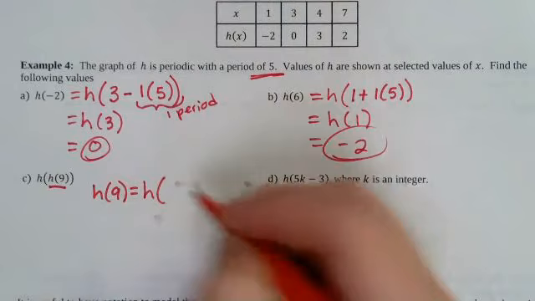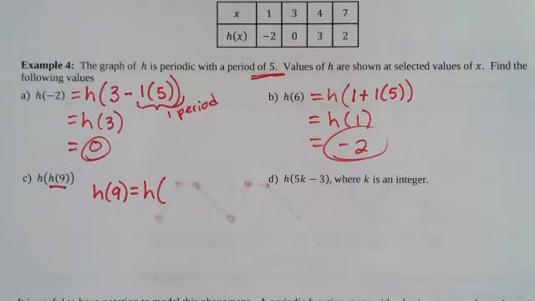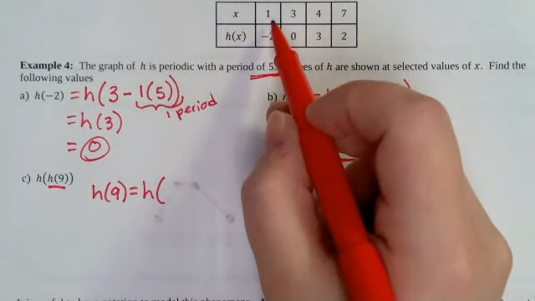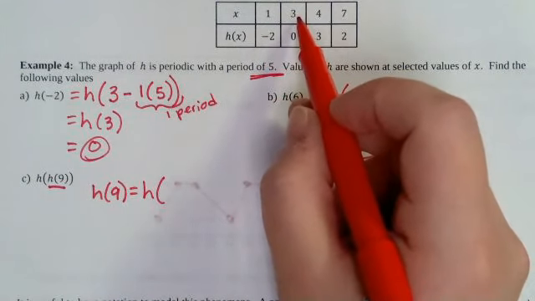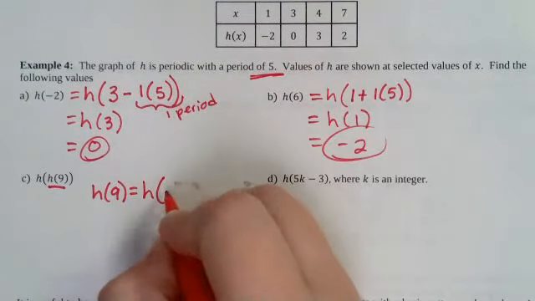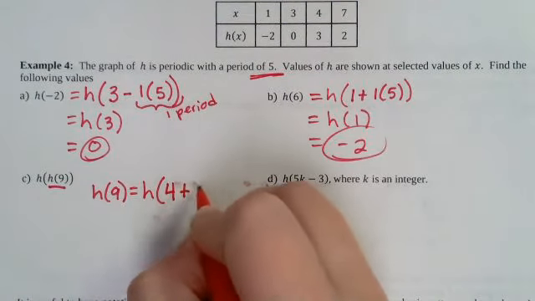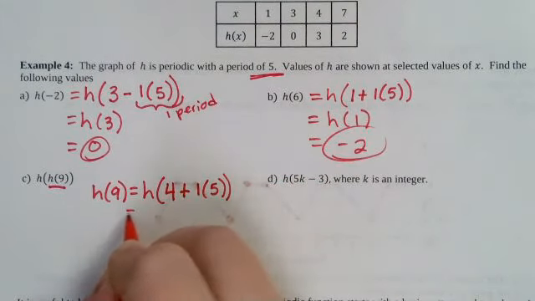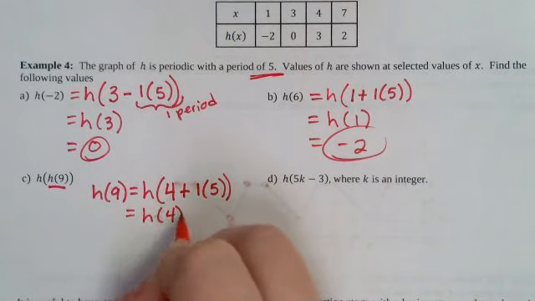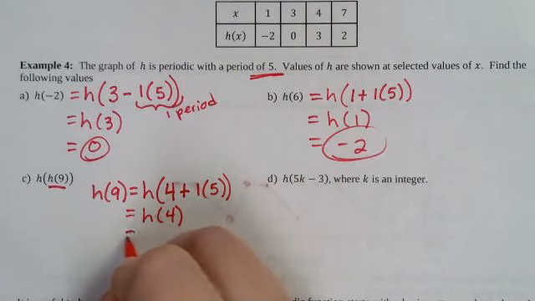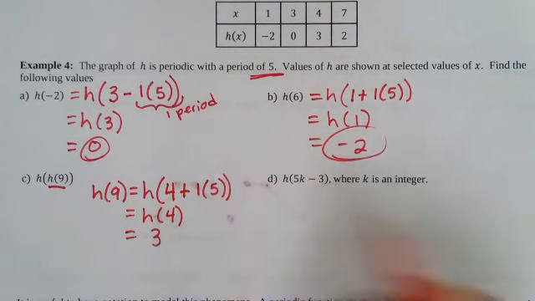So let's pick a number, see if we can find something to add or subtract 5 with. So 1 plus 5, 6. Nope, that's not 9. 3 plus 5 is 8. Nope, it's not 9. 4 plus 5. There we go. 4 plus a period. So really, I just need h of 4 because it would be the same thing as h of 9. H of 4 from my table is 3.